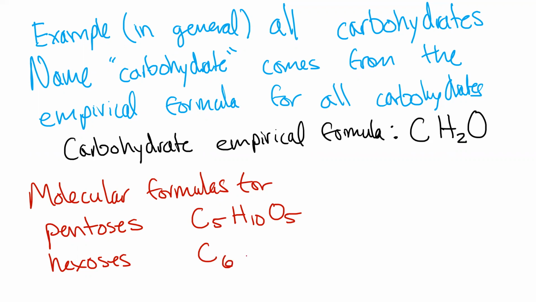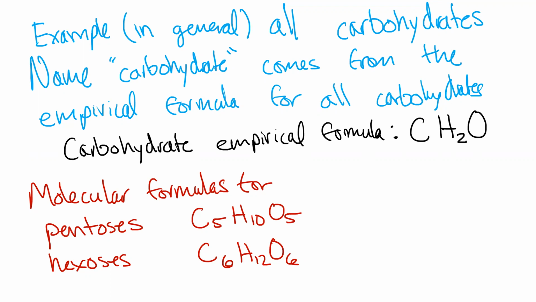Hexoses are C6H12O6. A hexose is glucose or fructose. They are all hexoses. Pentoses include things like ribose, ribulose, deoxyribose. Those are all pentoses. C5H10O5 is their molecular formula. These can all be reduced to the empirical formula for carbohydrates, that is CH2O. Okay, does that make sense at all?